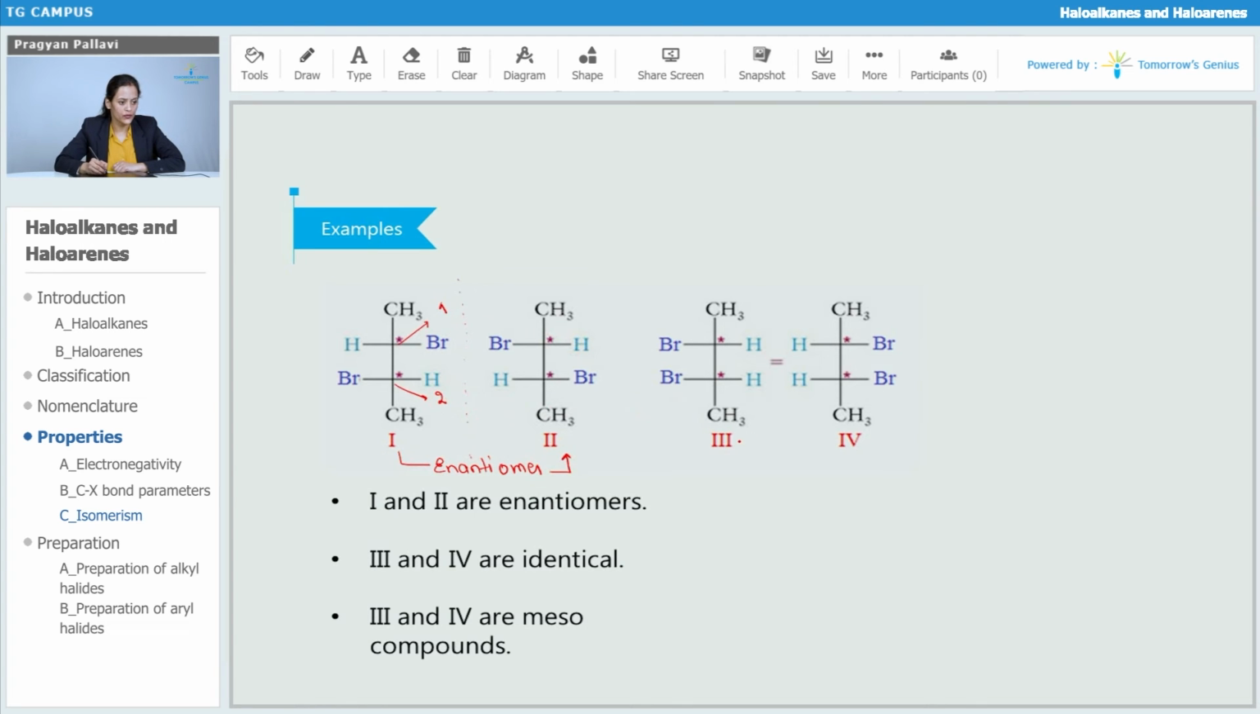And if we look at compound 3, its formula will be the same, but these are the diastereomers of 1. So 1 and 3 are called diastereomers. Those are not mirror images of each other. If we look at 3 and 4, compound 4 is just the identical structure of 3. So 3 and 4 are identical. Now 3 and 4 are called meso compounds because they are optically inactive.